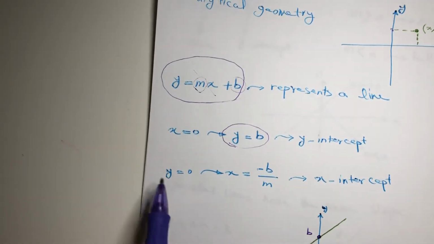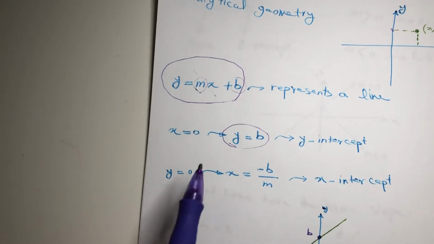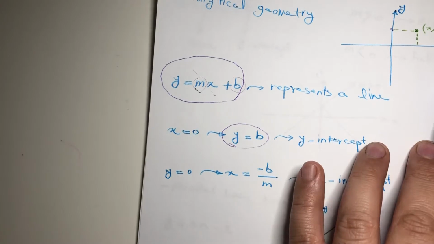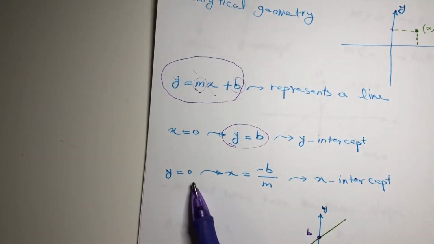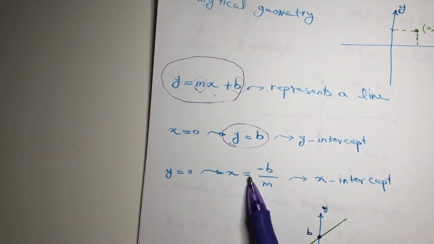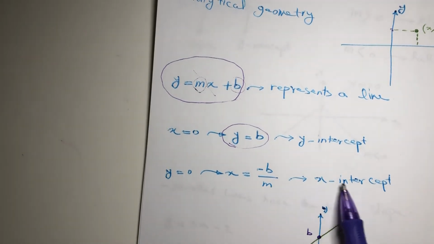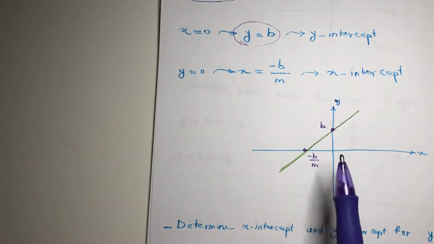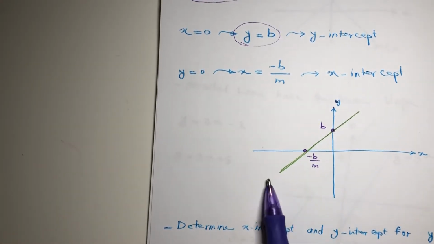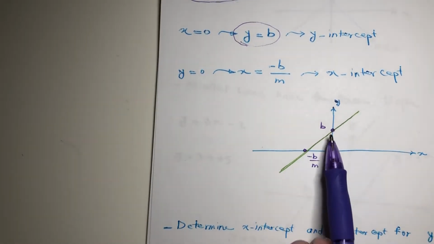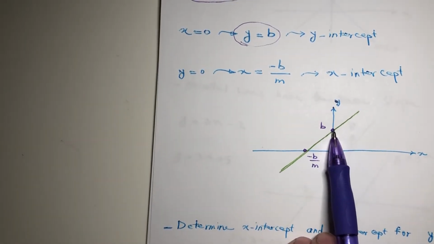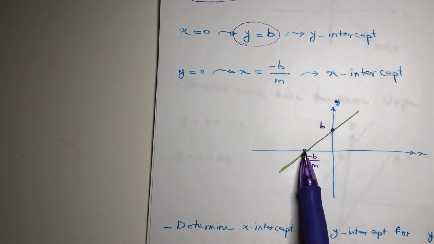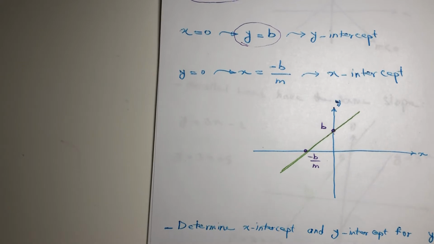In order to find the x-intercept, that means the point where the line intercepts the x-axis, you have to put y equal to 0. Then you can find x equals minus b over m, which is called the x-intercept. So here you can see that if this is an imaginary line, b is the y-intercept, the point in which the line intercepts the y-axis, and x equals minus b over m is the x-intercept.